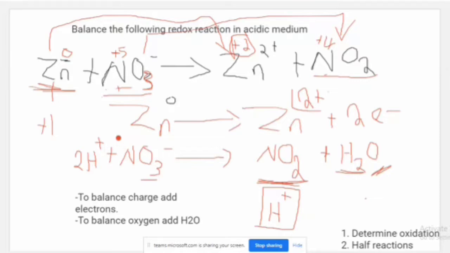So what is the overall charge on the reactant side? Tell me the overall charge on the reactant side. What is the overall charge? That's zero. Why is it zero?